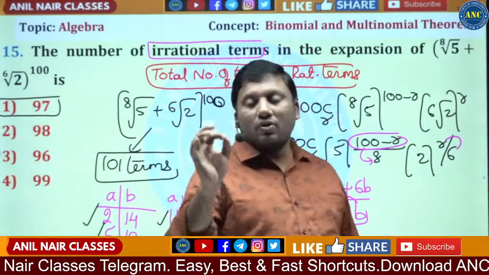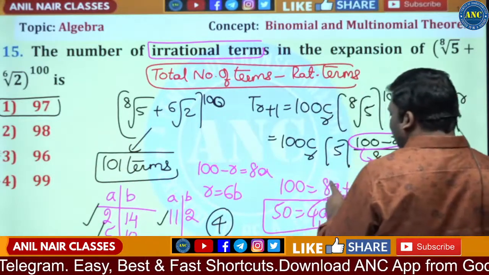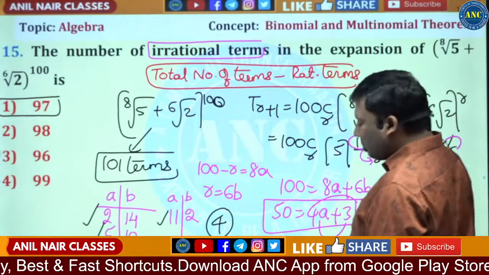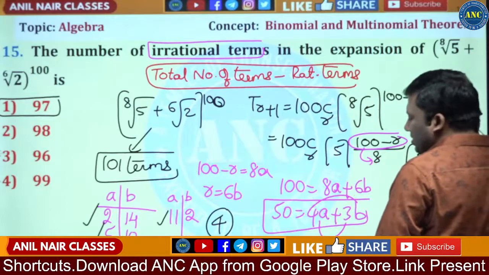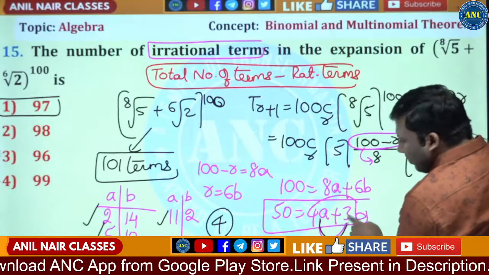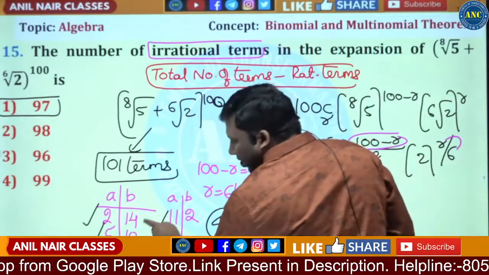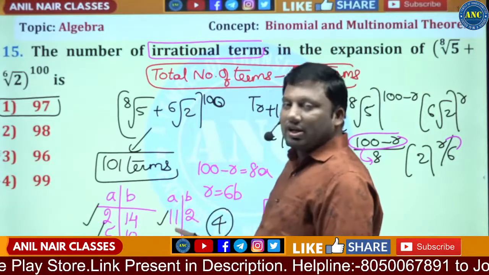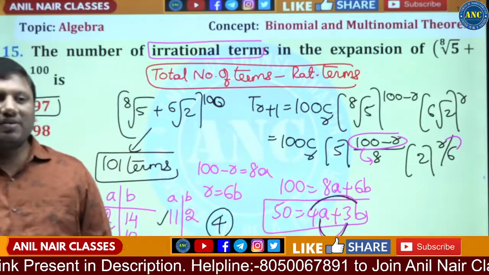Here, if you are good in linear equations, you would get the answer very fast. 100 is equivalent to 8A plus 6B, that is 50 equivalent to 4A plus 3B. Find out the lowest value that will satisfy. A value 2: 4 2s are 8, 50 minus 8 is 42, B value will be 14. Then A will increase by 3 and B will decrease by 4, again and again. We got 4 rational terms. Out of 101 terms, 4 are rational. The remaining 97 will be irrational.